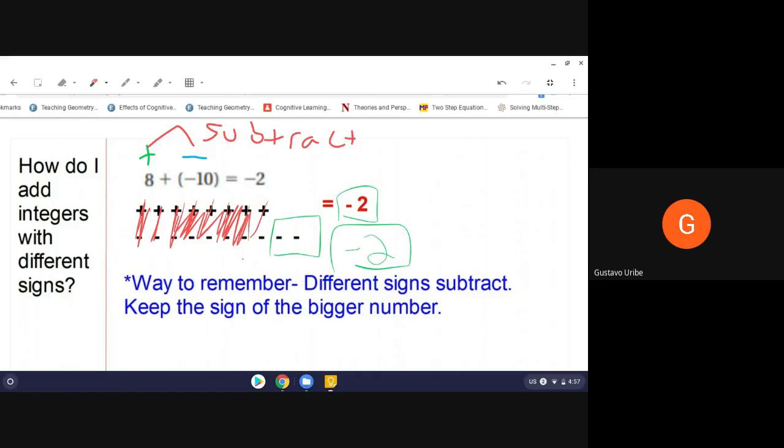A way to remember this so that we don't have to draw this every time. If this is a positive and this is negative, I'm going to subtract them. 10 minus 8. Well, I know that's 2, right? This is something that we've been doing since elementary school. Now, I'm going to look at the sign of the bigger number. What number is bigger, 8 or 10? Well, okay, 10 is the bigger number. And what sign does the 10 have? Well, 10 has a negative. So this means that my answer is a negative. 10 minus 8 gives me 2. The 10 was the bigger number, so this is a -2.